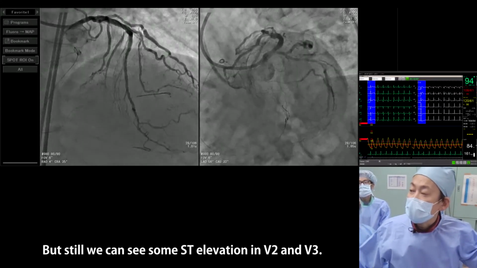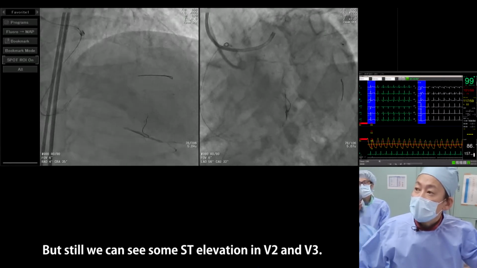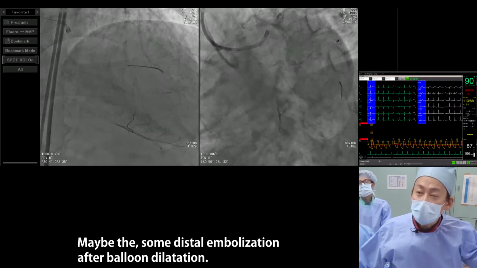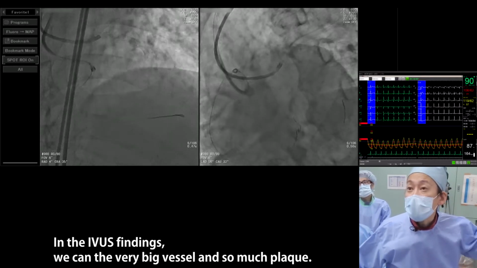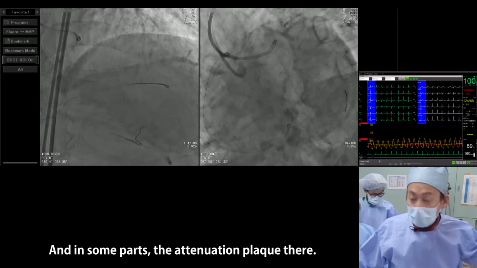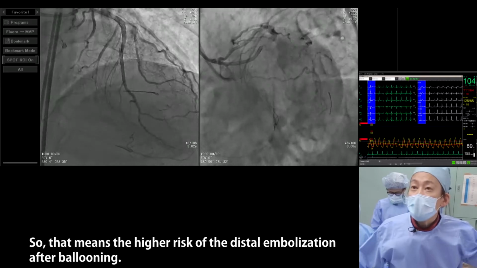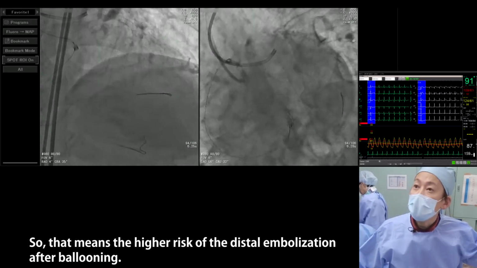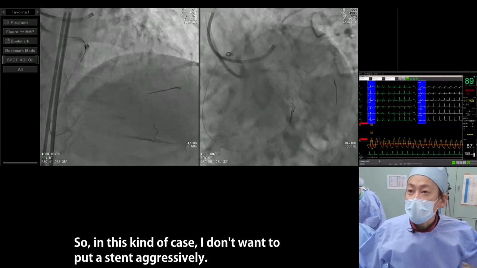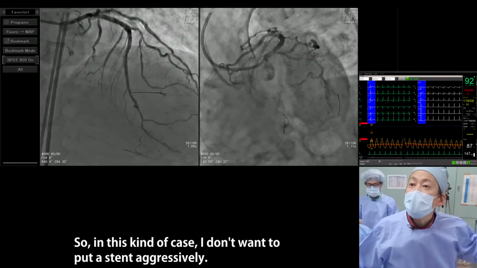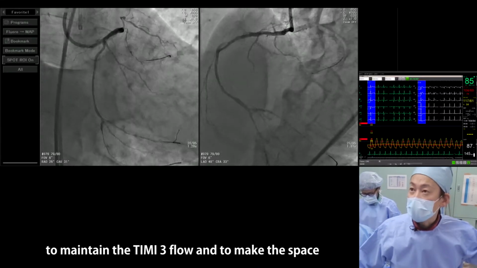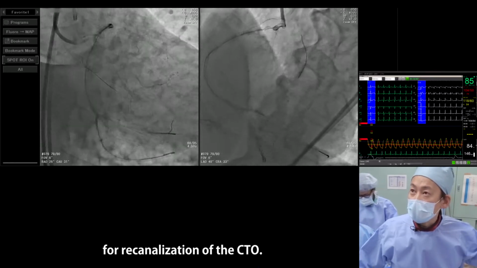But still, we can see some ST elevation in V2 and V3. Maybe some distal embolization after balloon dilatation. So in the IVUS findings, we can see a very big vessel and so much plaque, and in some parts attenuated plaque there. That means a higher risk of distal embolization after ballooning. So in this kind of case, I don't want to put the stent aggressively. Maybe a smaller one is safer to maintain TIMI 3 flow and to make space for recanalization of the CTO.